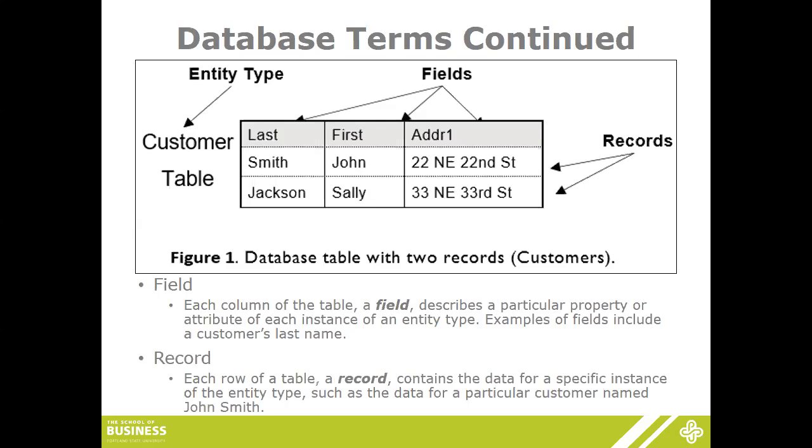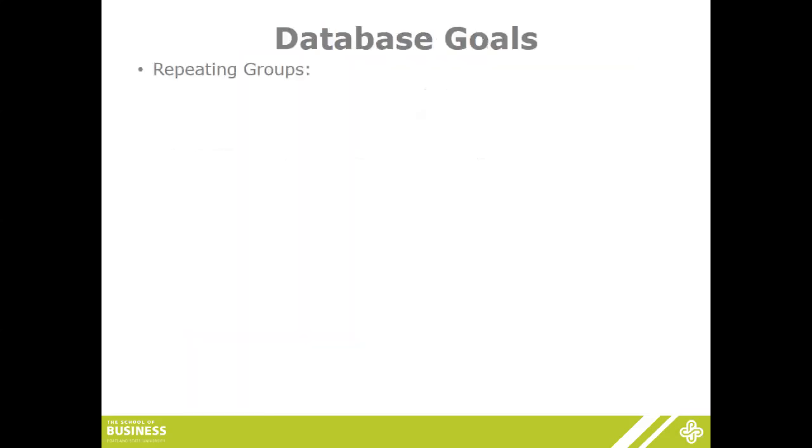A record is just a row. So John Smith here would be a record. Sally Jackson would be a record if we had more people, so on and so forth.